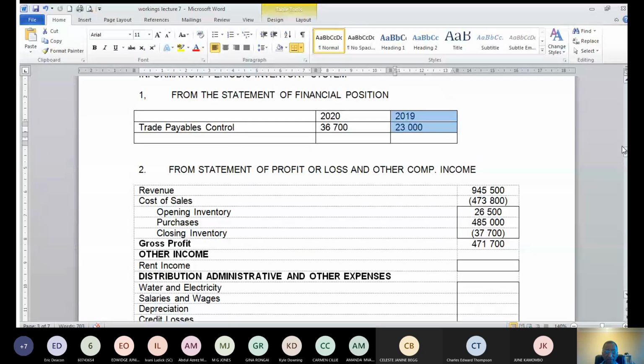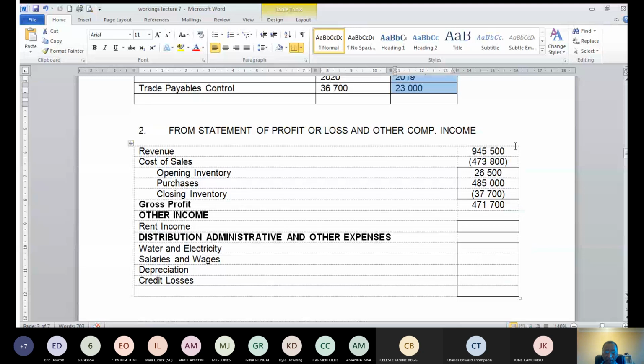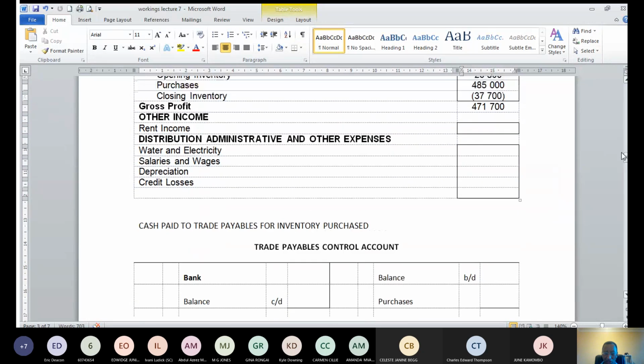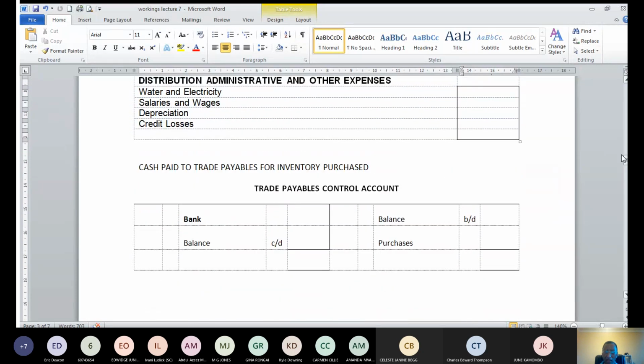I give you a statement of profit and loss and other comprehensive income. Revenue 945,500. Cost of sales: opening inventory plus your purchases minus your closing inventory, and that is your gross profit. From that information, I ask you now, calculate for me the amount that was paid to my trade payables for inventory that was purchased. If you want to calculate that amount, you construct a trade payables control account.